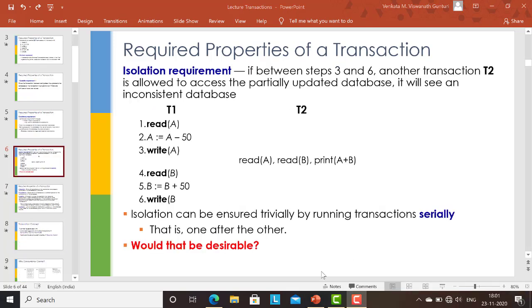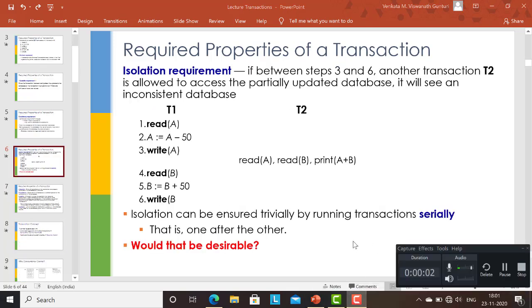Next. Okay. The isolation requirement is concerned with the concurrency requirements of a database system. Let's say there are several transactions running in your system concurrently, and the isolation requirement states that each transaction should be unaware of other transactions which are running in the system, right? So let's take an example here.